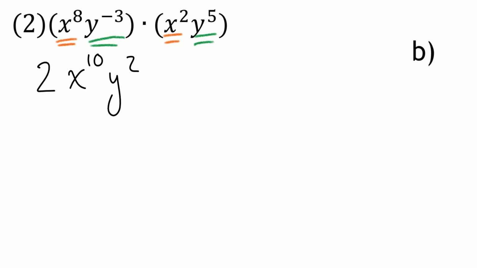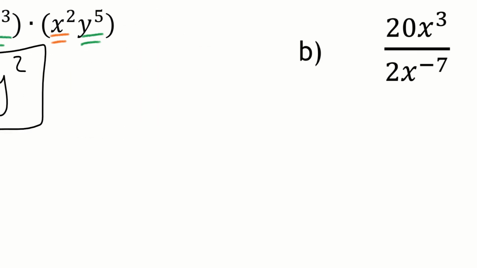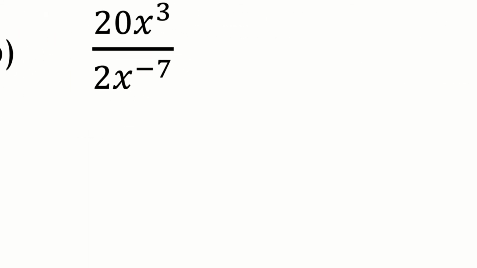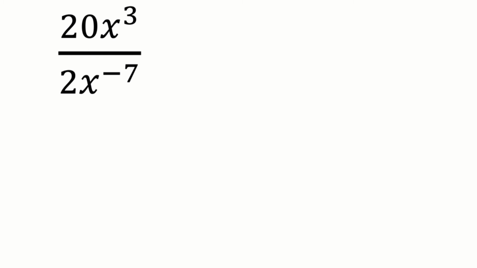So that is the answer for part A. Part A is 2 times x to the 10th times y. And I won't write it on the line here. For B, a great thing to do, right, is to first of all get rid of this negative exponent. And there's other ways I can go with this. I could take care of the 20 and the 2 if I wanted to.